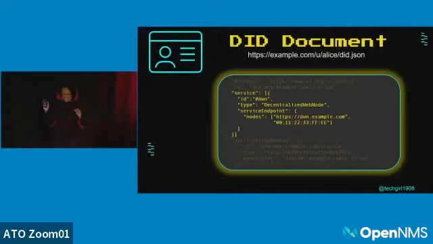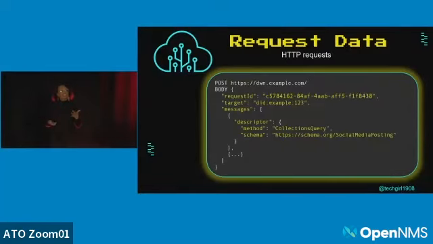So here's a section here that lists service endpoints, and these are URIs to Alice's web node. Given an application has the URI to a web node, they can send the request for data. So in this request, they're sending this HTTP request, and they're requesting all of the objects that follow the social media posting schema.